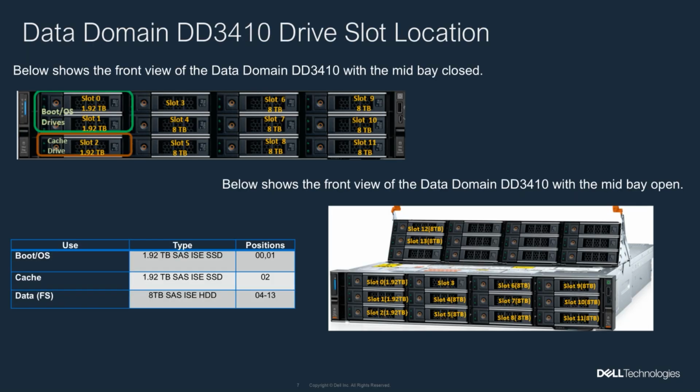Next, let's explore the drive slot allotment in the Data Domain DD3410. The Data Domain DD3410 server node is available in one storage configuration. The first two slots, slot 0 and 1, are reserved for boot OS drives, where we have 1.92 terabyte SAS SSD boot drives. Then slot 2 consists of the cache drive, which is again a 1.92 terabyte SSD. And the next 10 slots, from slot 4 to slot 13, comprise 10 8 terabyte SAS hard disk drives for the backup data. Note, the Data Domain DD3410 does not support further expansion or cloud tier capability. Hence, it doesn't support any external disk array enclosure.